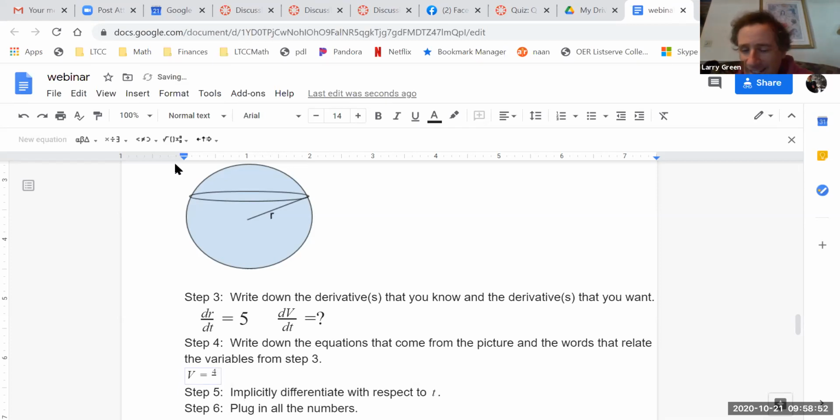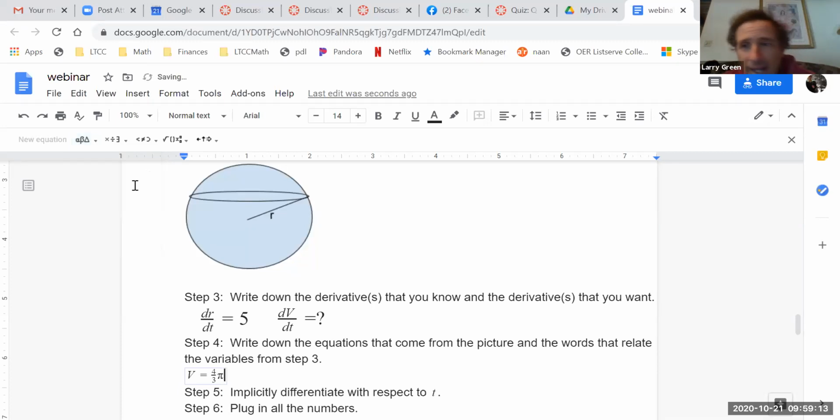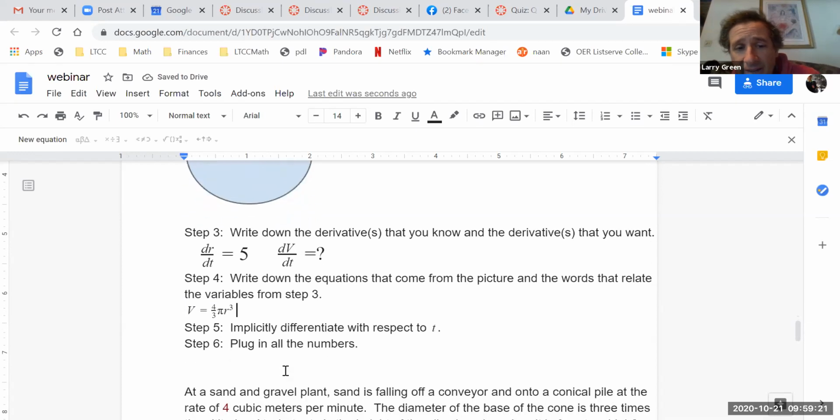Has a 4 in it. Has a 3. Has a pi. There we go. Yeah, 4/3 pi r cubed. There's the pi. Any questions at all on step 4?